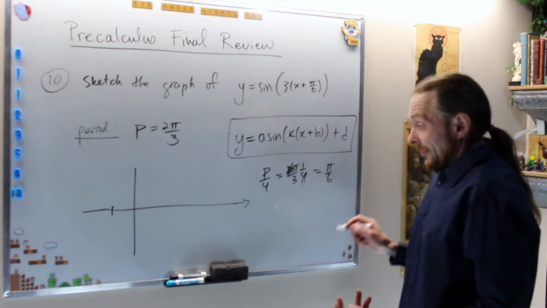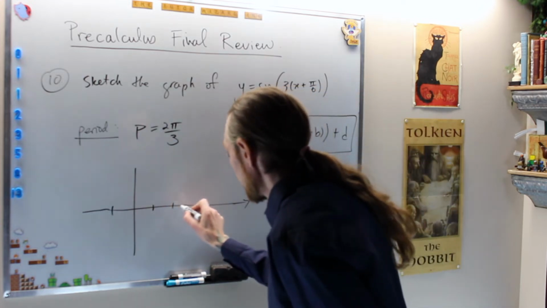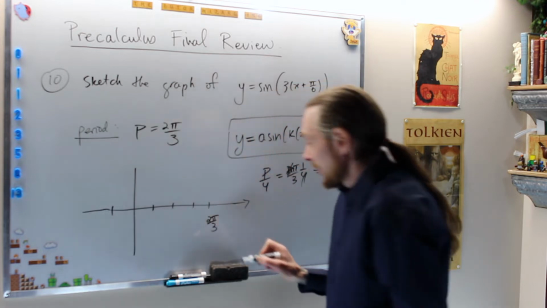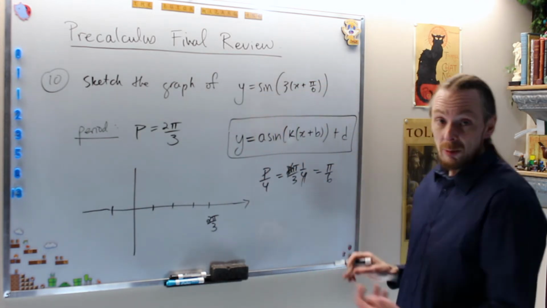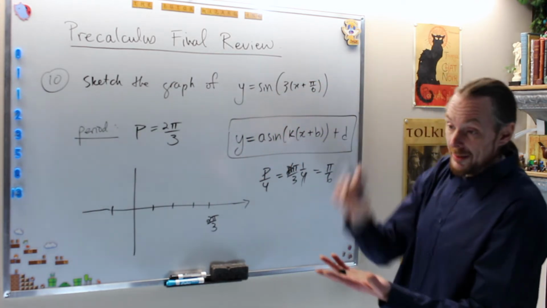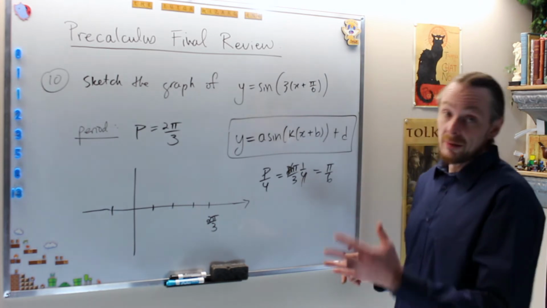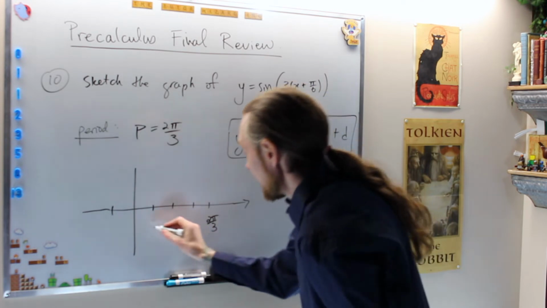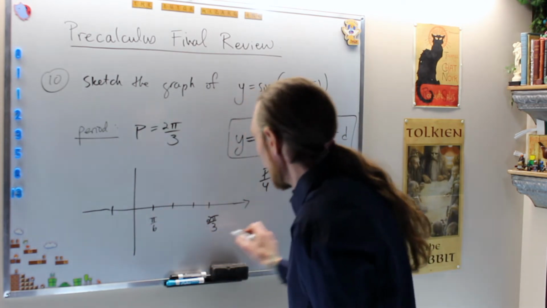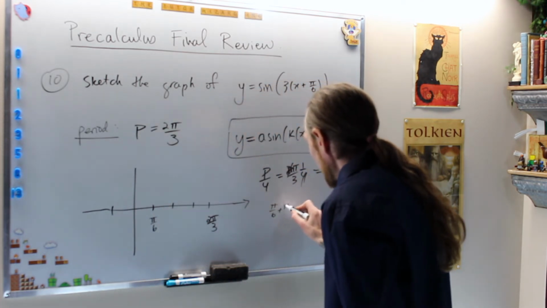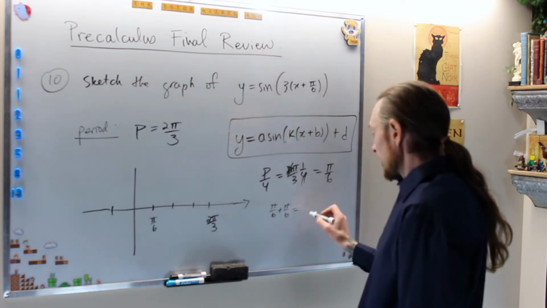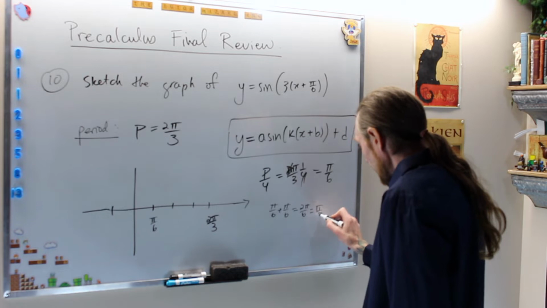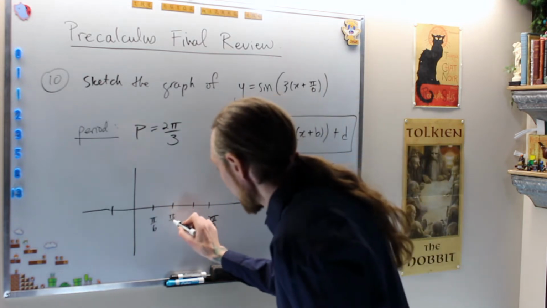So what that means is 1, 2, 3, 4. I'm going to break my period, which is now 2 pi over 3, into 4 equal pieces, where sine is 1 and 0 and minus 1 and 0 in the regular sinusoidal function. This is my full period. This means that this was pi over 6, and then pi over 6 plus pi over 6 is 2 pi over 6, which is pi over 3. That gives me this next point.